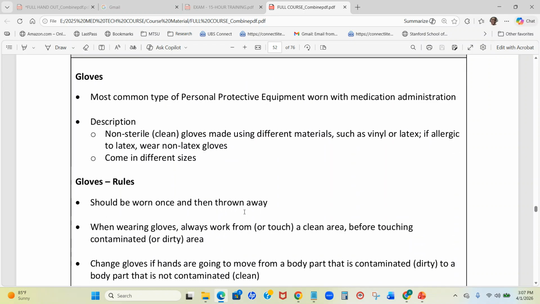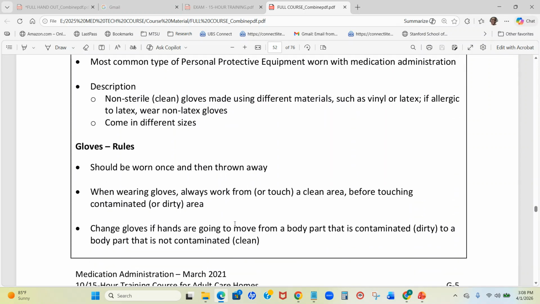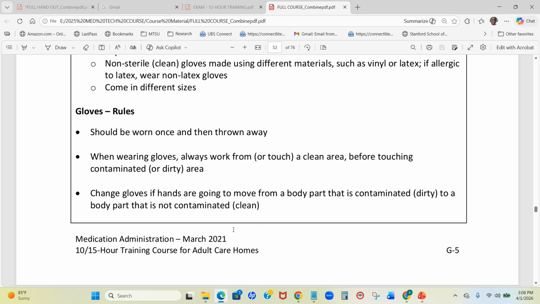So hand gloves are the number one, the most common type of PPE, used also when we are doing medication administration. Non-sterile or clean gloves come in different types, the vinyl, the latex free. If you're allergic, you have to use the latex free. It comes in different sizes, so always know your size, whether you are small, medium, large, or extra large, and use it appropriately. It should be worn once and then thrown away.